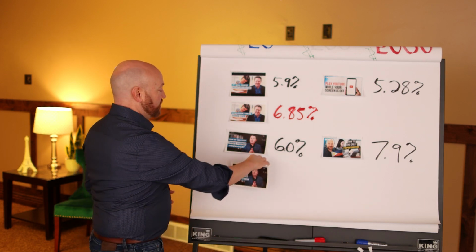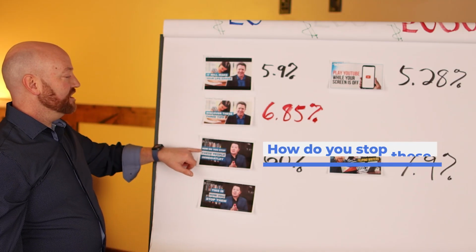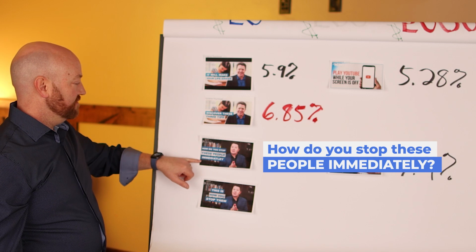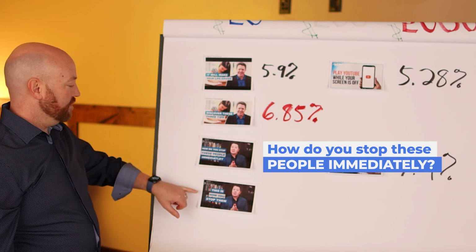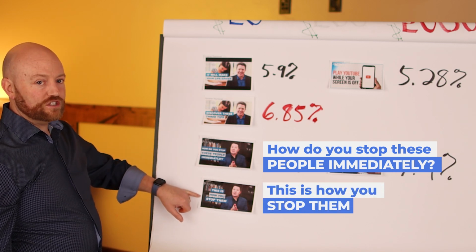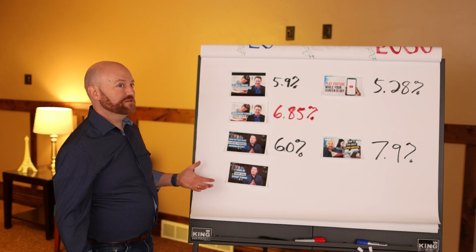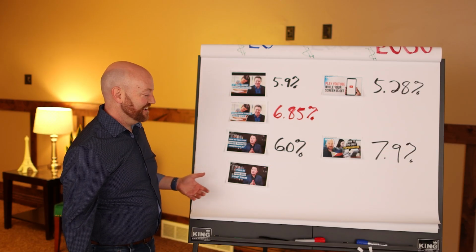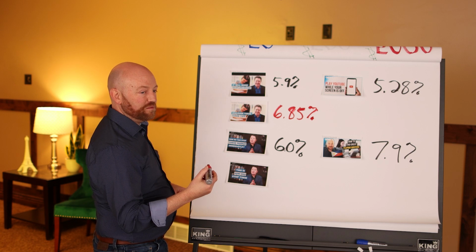Okay, here's the variation on this one. The original said, how do you stop these people immediately? That's a lot of words. Okay, we reduced the words. This is how you stop them. To me, it makes me want to know, okay, what is it? How do you do it? Well, that increased the click-through rate to 7.1%.